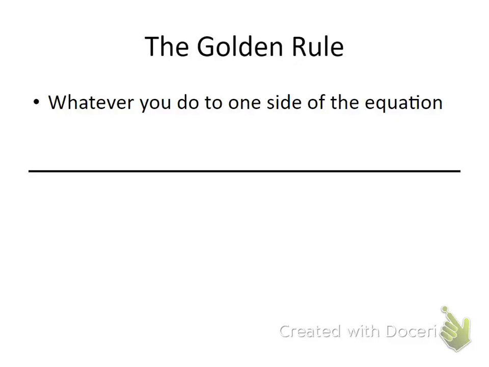Today's lesson is 5.4, solving one-step equations. Now, we're doing operations on all equations. What that means, we're going to be solving one-step equations: addition, subtraction, multiplication, and division. The golden rule for when you're solving an equation is whatever you do to one side of the equation, you must do to the other.